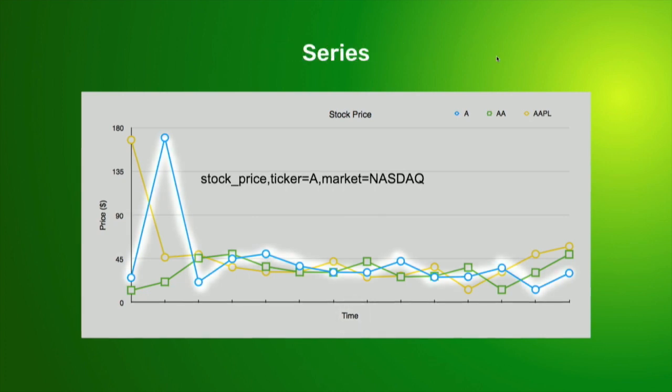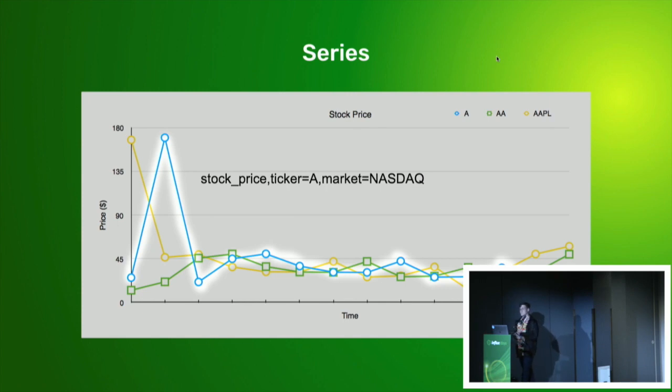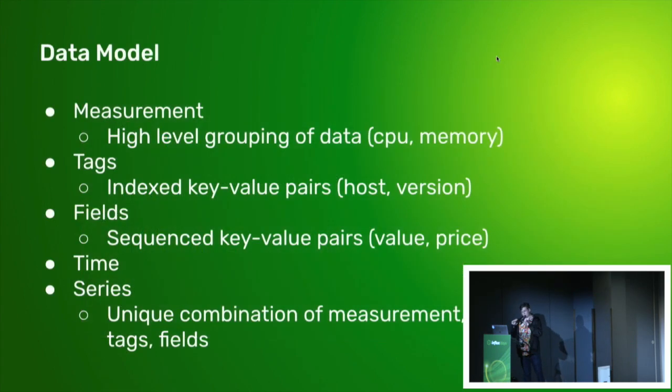The next piece that becomes a little bit difficult to explain is, well, what is a series? A series is the unique combination of measurement and tags. An easy way to think of that is if you visualize all points on that blue line, or all points on that yellow line or green line. So, stated explicitly again, we have the measurement up top, which is the high-level grouping. We have tags, which are indexed key value pairs. We have fields, which are sequenced key value pairs. Time, and then a series is the unique combination of those things.